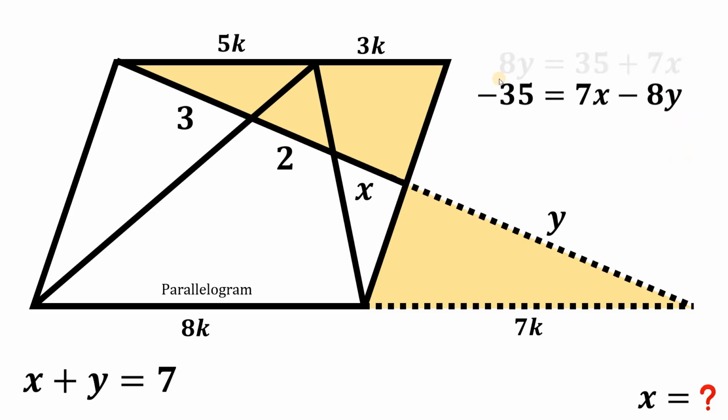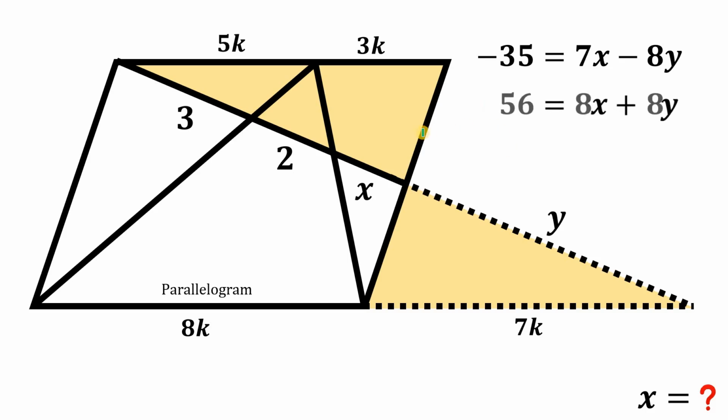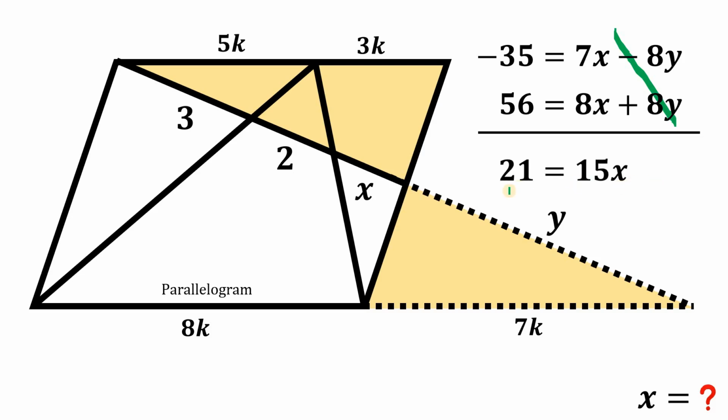Now let's set aside this result. And using this equation and this equation, we can now solve for the value of x. So to find the value of x, let's multiply the second equation by 8. And now take note, when we add these two equations, we eliminate positive and negative 8y. This is just 0. So this is just 21 equals 15x. And 21 is 3 times 7, 15 is 3 times 5. So divide all of this by 3. We have 7 equals 5x. And to solve for the value of x, divide both sides by 5. So x equals 7 over 5.